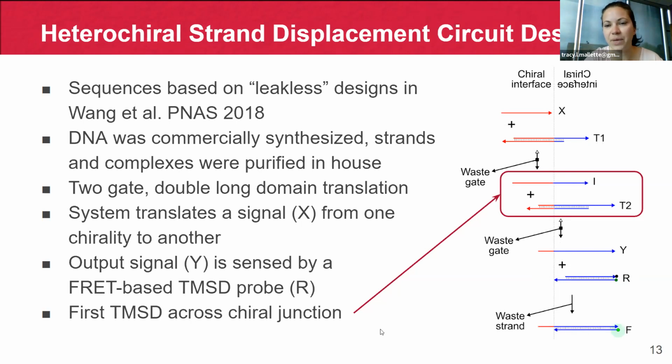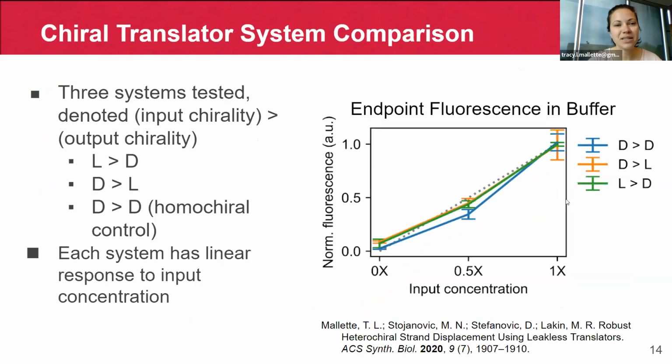So we built this system, and this was the first time that toehold-mediated strand displacement had occurred across a chiral junction like this. There's been some early work in the 90s building heterochiral chimeras. There's been a little bit of work before this using them in TMSD, but it had never really done anything where you go across this chiral interface. So it was a bit of an unknown of whether or not there would be some sort of kinetic block where this couldn't happen. But we designed this system and we tested 3 different formats of it.